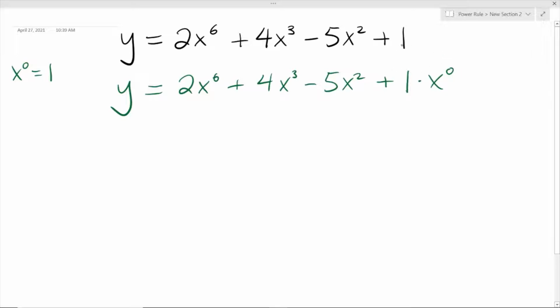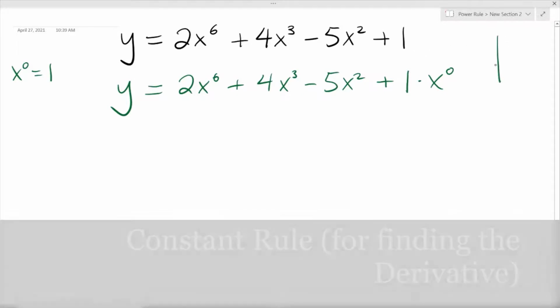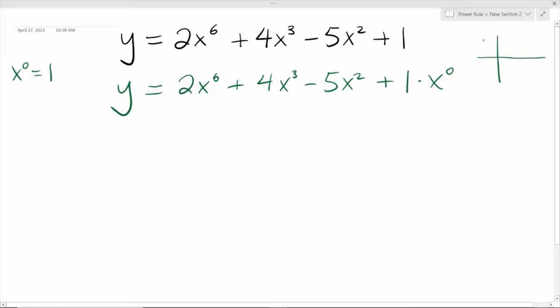Well, we know that the derivative of a constant is going to be 0, because let's say we have a graph, right? And the constant function, like y equals, say, 1, looks something like this. The slope is just going to be 0. And since the slope is 0, that means the derivative is going to be 0. But we're going to prove why using the power rule, so I'm just going to show you that the derivative of this is going to be 0.